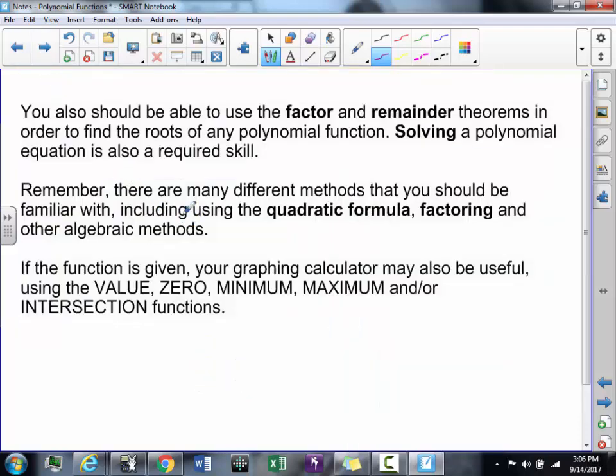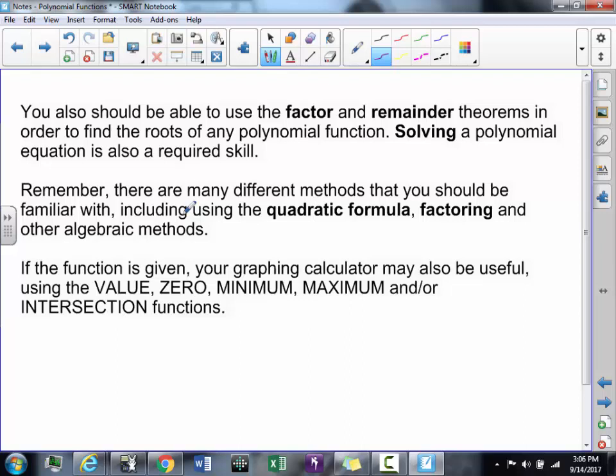Okay, so this slide here basically consolidates everything we've done. Here's all the skills you have. You should know how to use the factor and remainder theorems to use algebra skills. That should be one side of the coin: can you algebra something? That's mostly what I've made you do so far. Solving is also part of that.